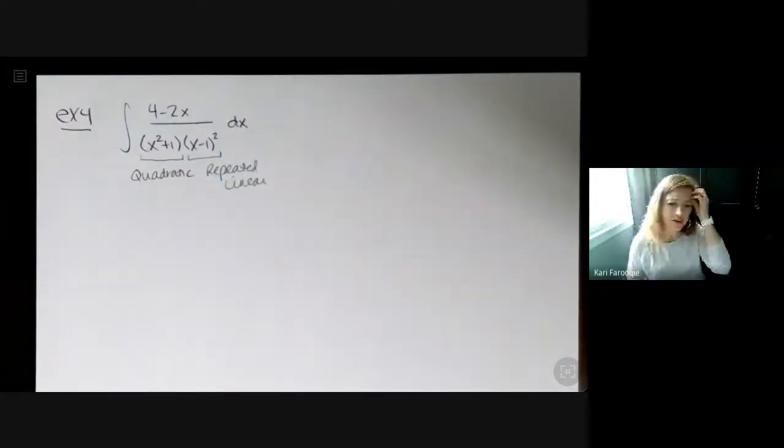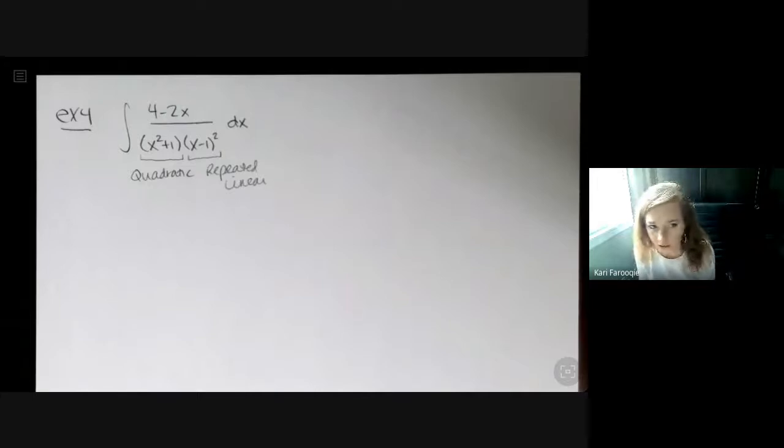Now, technically, you could turn a repeated linear factor into a quadratic factor by squaring it. I wouldn't recommend doing that because it's actually easier to work with a repeated linear factor. So you're going to see that we have a slightly different solution process for this, and a slightly different way to find the values that we need in our partial fraction expansion. I'm going to show you how to do some of this work on your calculators.